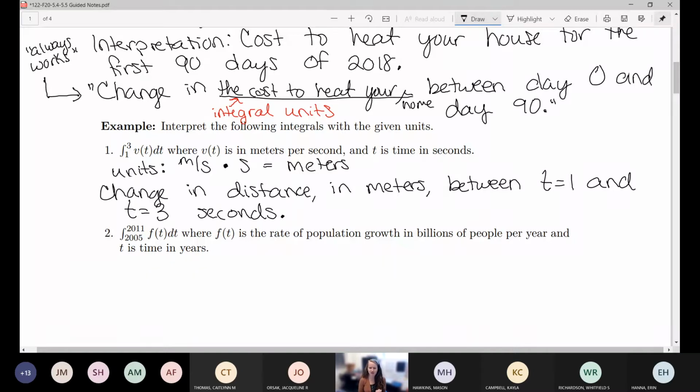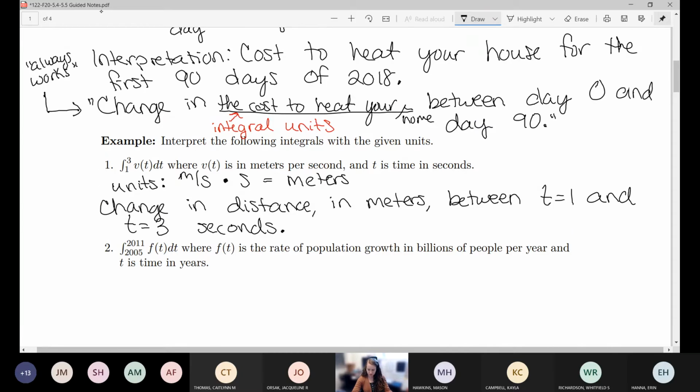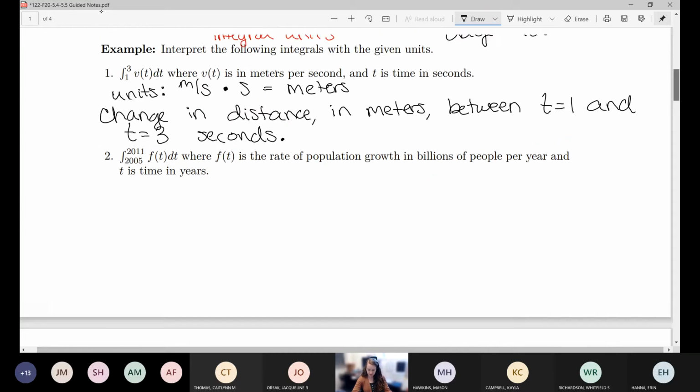So again, there's a couple different ways you could phrase this. You could say change in distance in meters between the first second and the third second. It's more wordy, less t equals. You could say something like change in distance in the 2 seconds between t equals 1 and t equals 3. You could phrase it a bunch of different ways as long as it gets the point across that this is a change in something between those two bound values. Ooh, sorry, I freaked out a little bit.